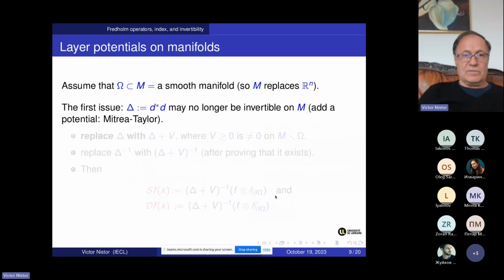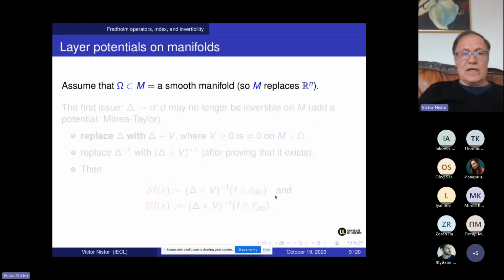Okay, and we want to extend this method to non-compact manifolds, in this case to manifolds with cylindrical ends. Okay, so let's assume this time that omega is a domain in a smooth manifold.